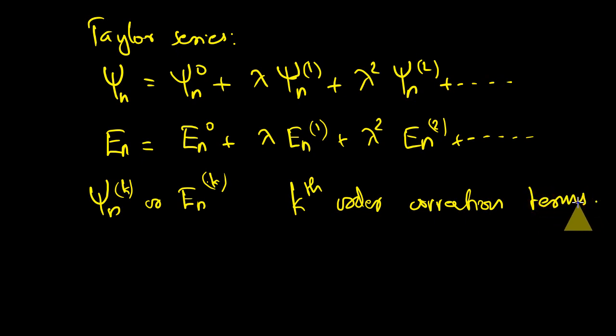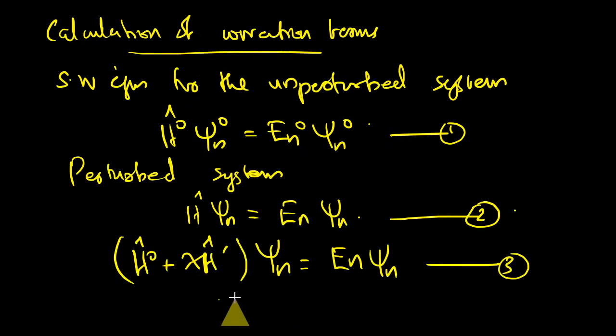Now let me call this equation number 4, and this equation number 5. Let me substitute equation number 4 and equation number 5 in equation number 3. You remember what equation number 3 was? This was the Schrodinger wave equation for the perturbed system. So I am going to substitute for psi n and En here.